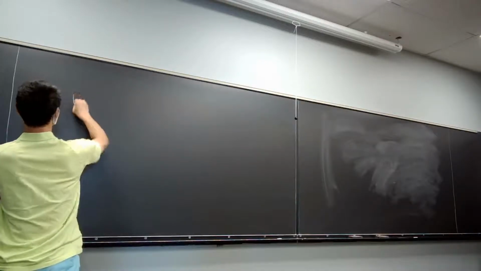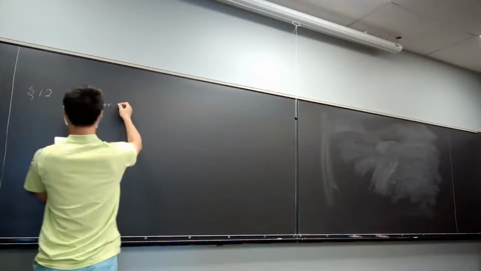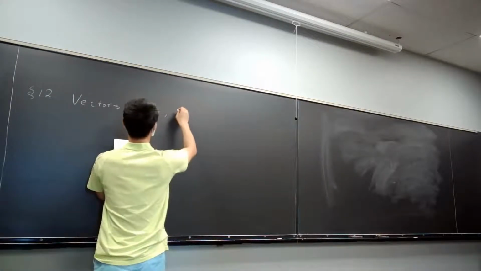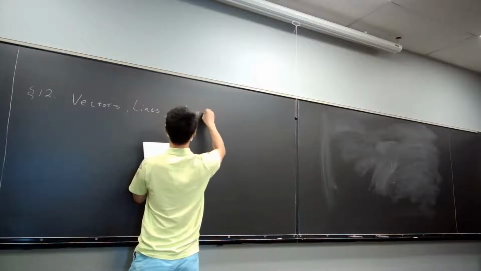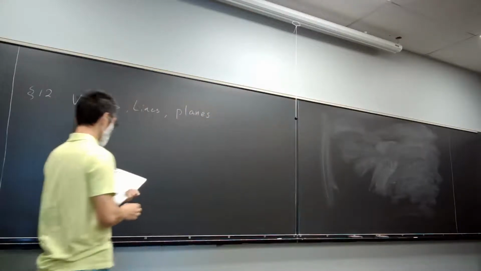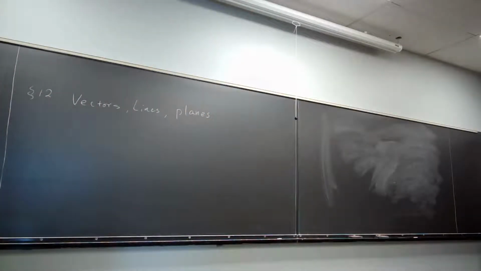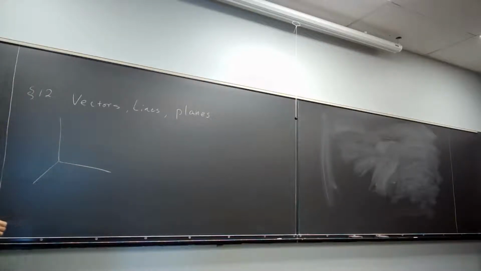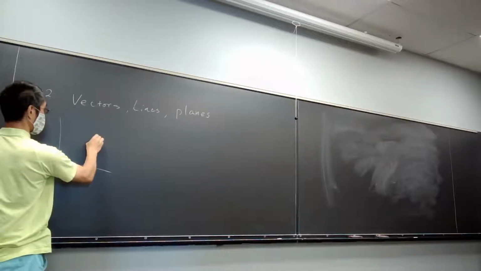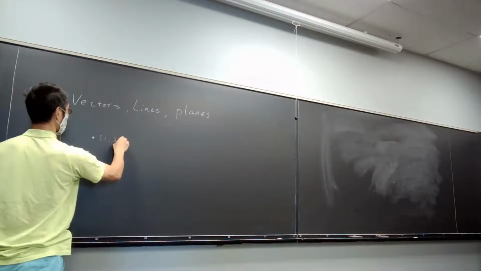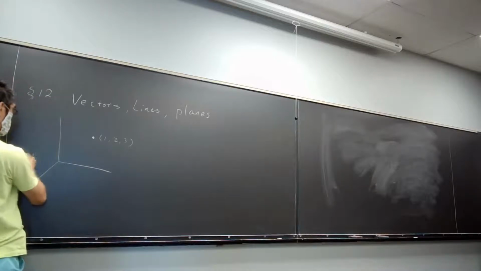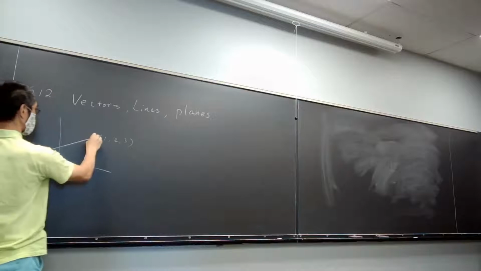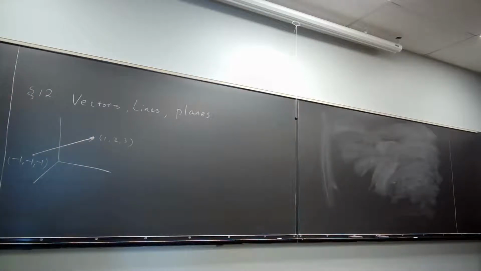So chapter 12 is on vectors, lines, and planes. To review, suppose you have a space coordinate and a point, let's say 1, 2, 3, and another point, let's say -1, -1, -1. Then you can connect these two points and that gives you a vector.